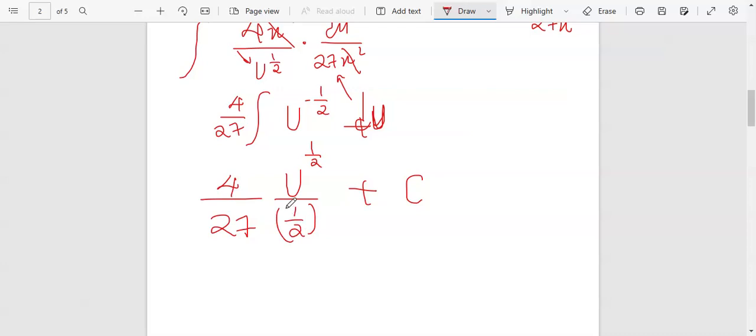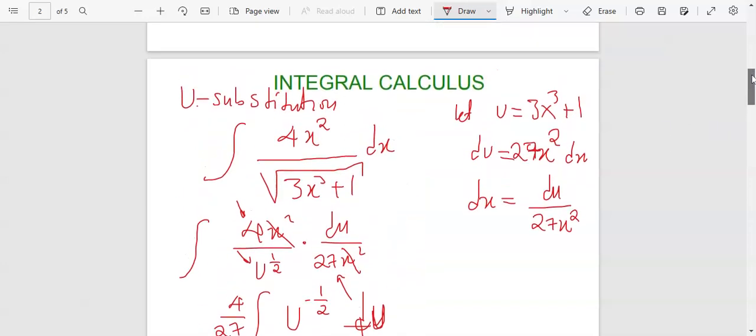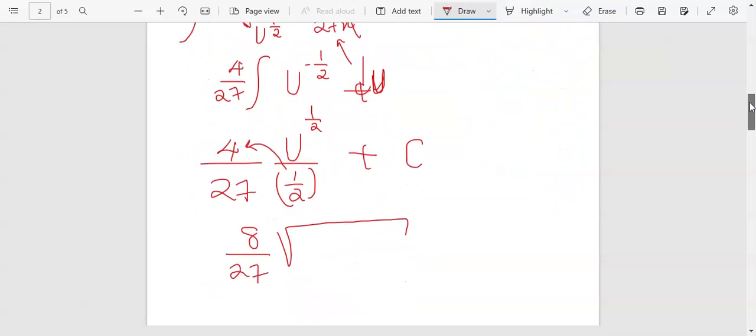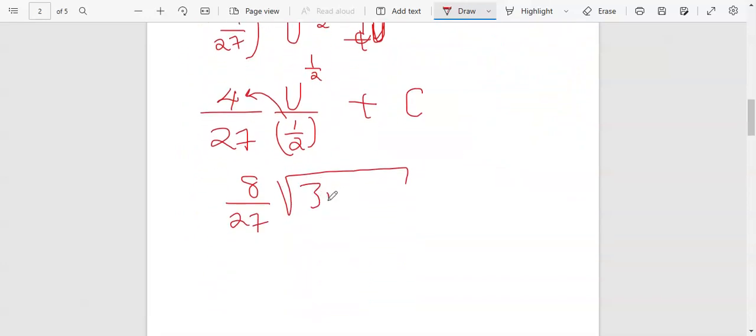Now 1 over 2 can go into 4. That is 8 times. So that will be 8 divided by 27. And then instead of writing u to the power half, I'm going to write square root. And what was our u? U is 3x cubed plus 1. So I'll put here 3x cubed plus 1. And then add the constant c. So this is the integral. Is this okay?